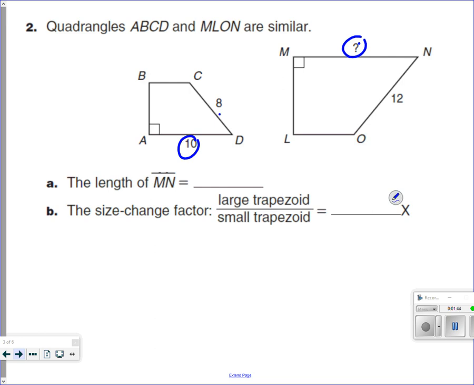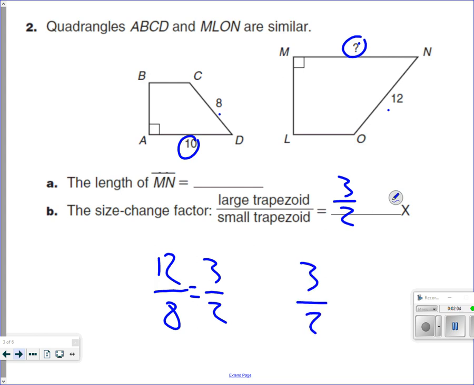We do know the 8 and the 12, so we know it's 12 over 8. We reduce this down, we have 3 over 2. This is one thing we do know about this problem, okay? So the size change from the large trapezoid to the small trapezoid is 3 over 2. Well, if we know 3 over 2, we're trying to find out what the bigger one is, so we're going to put an N here for the bigger size, and we're going to put a 10 down here for the lower one, okay? Because we know the 10 is here. This is the number we know, we're trying to find that.